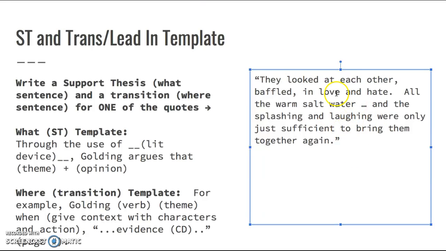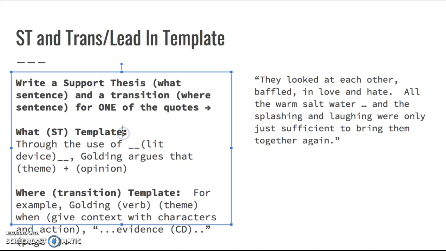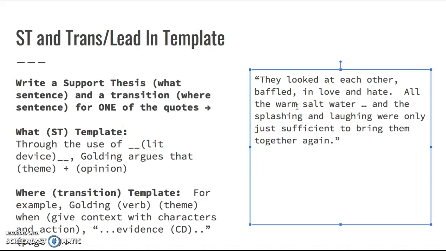So say I've gathered my evidence, but I'm struggling with my support thesis. Let's look at my evidence. It's my favorite one that I love to model things. "They looked at each other, baffled in love and hate," they being Ralph and Jack. "All the warm salt water and the splashing and laughing were only just sufficient to bring them together again." So this is when they have their first initial fight about whether to hunt or build huts.